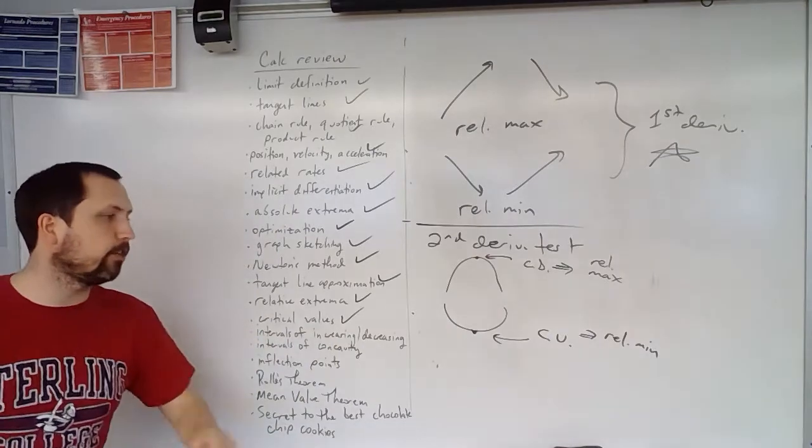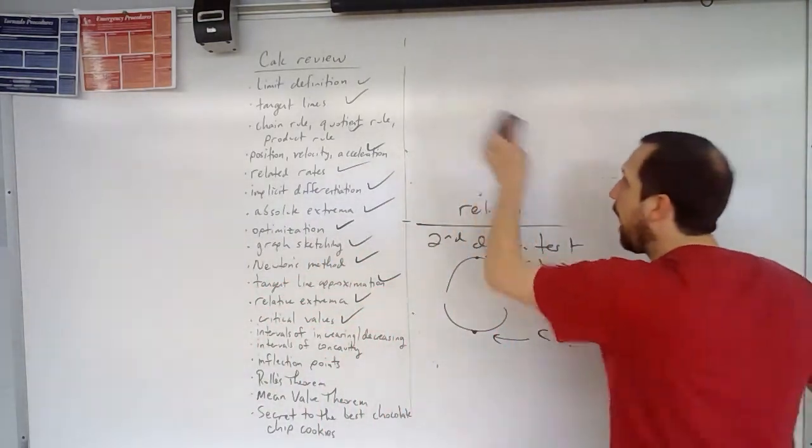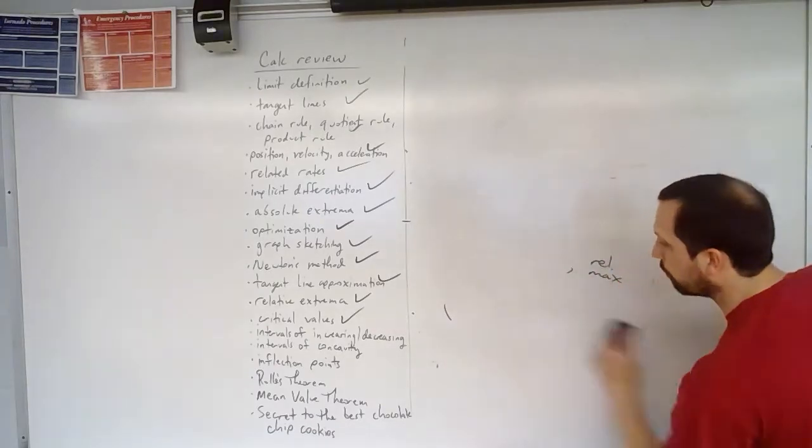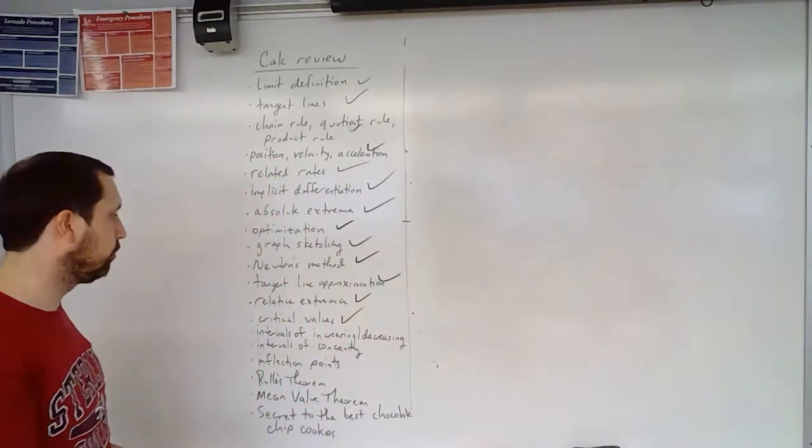Now, we are talking about critical values. Again, those are values where the function is defined and the derivative equals 0, or the derivative is undefined. But again, remember, the function is defined at those values.